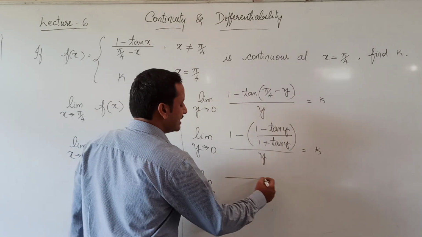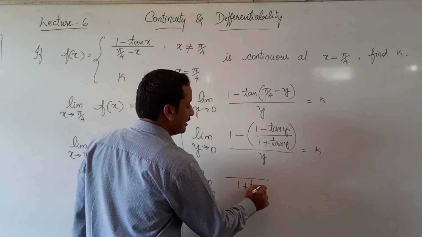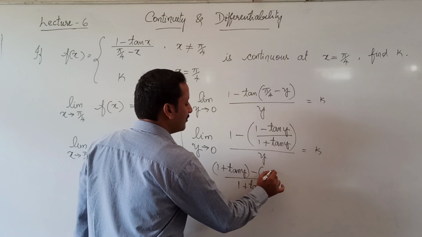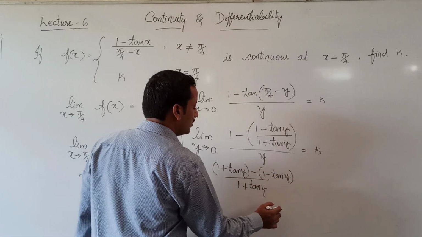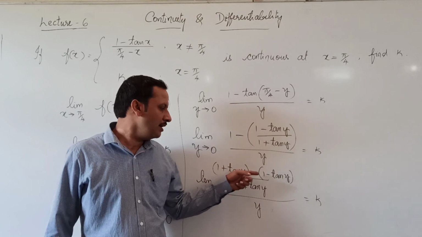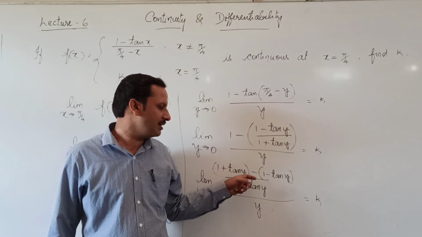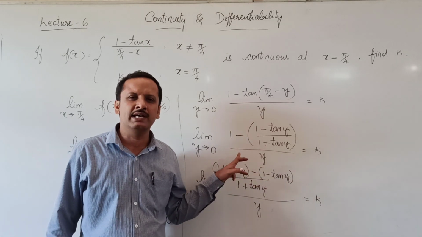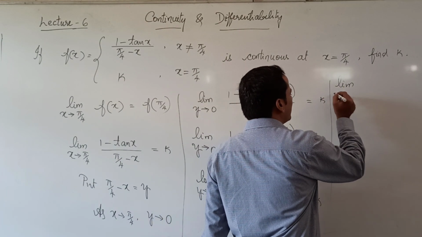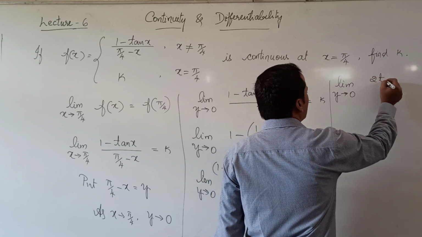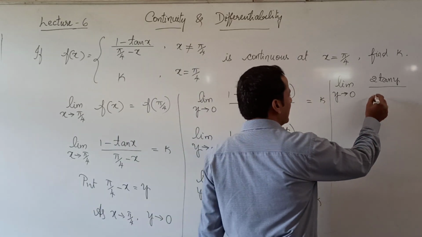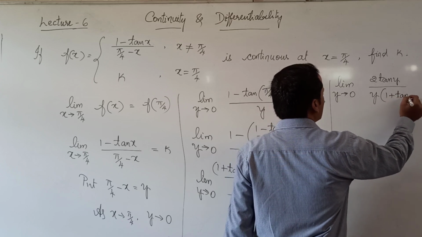I will take LCM here. LCM is 1 plus tan y. Numerator will be 1 plus tan y minus of 1 minus tan y, whole divided by y, is equal to k. So here we have 1 plus tan y minus 1 plus tan y. So 1 gets cancelled. Tan y plus tan y gives us 2 tan y. So here we have limit y tends to 0, 2 tan y divided by 1 plus tan y divided by y, where it will be y into 1 plus tan y.